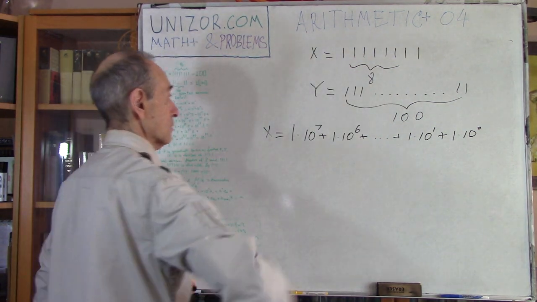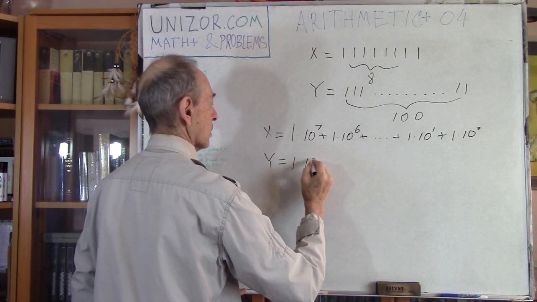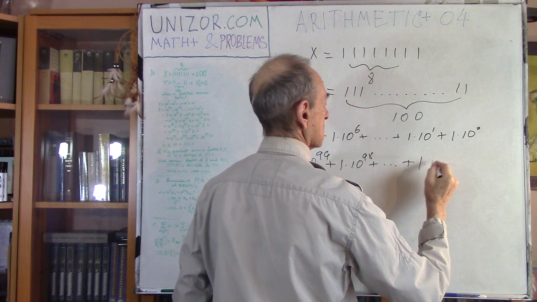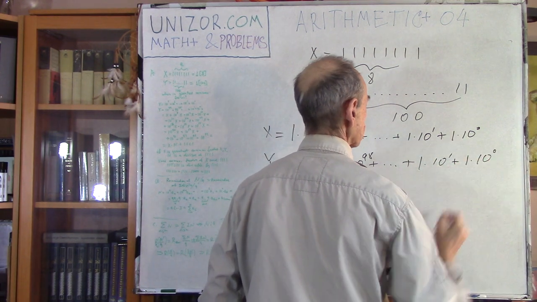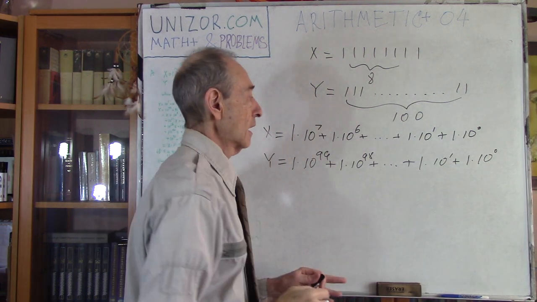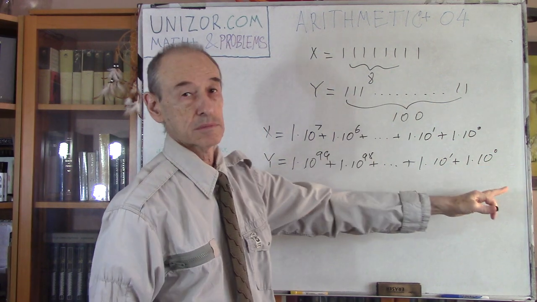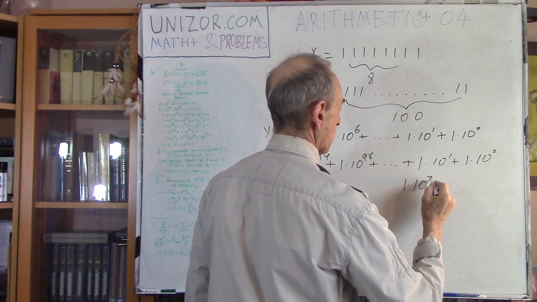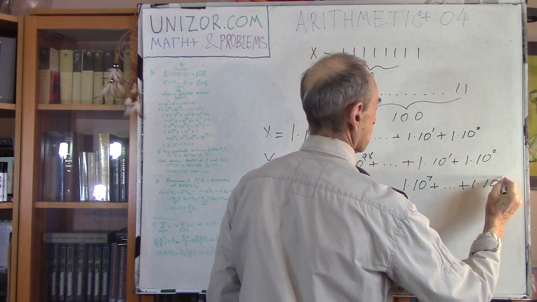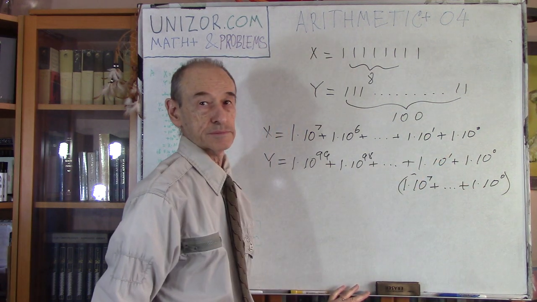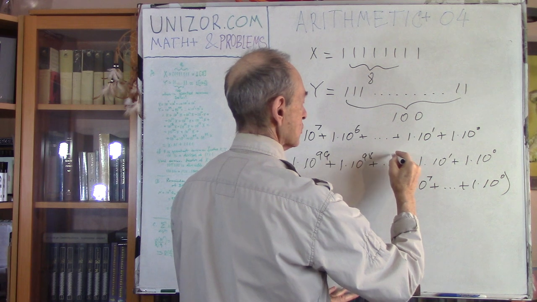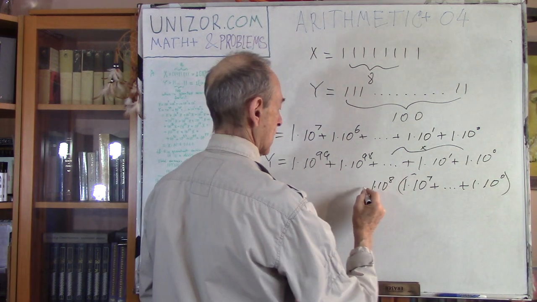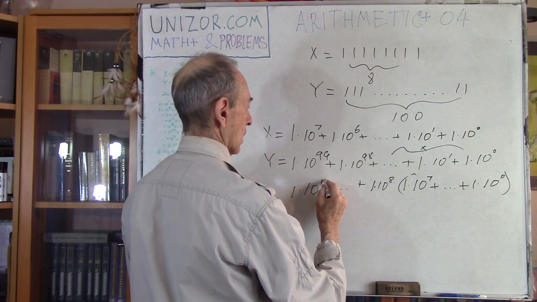Now, the same thing we can do with Y. Y is 1 times 10 to the power of 99 plus 1 times 10 to the power of 98 plus etc., and at the end we have exactly the same thing. Okay, so that's the beginning. And look at this, the tail is exactly the same, right? Up to 1 times 10 to the power of 7 plus etc. plus 1 times 10 to the power of 0, this part is the common part in both numbers. So the whole X is actually here. Now, what's next after that? 1 times 10 to the power of 8, 1 times 10 to the power of 15.